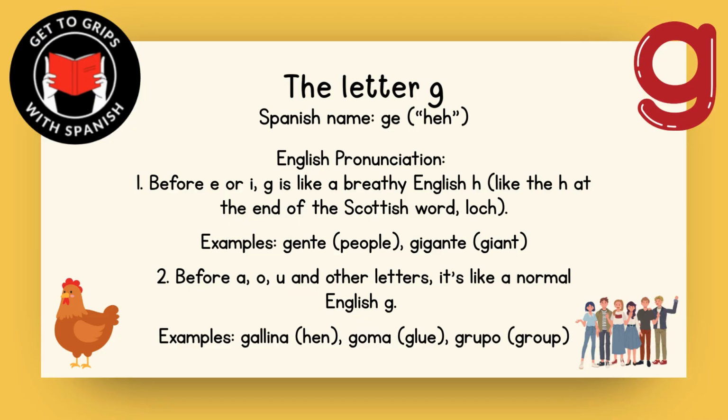The letter G is called G in Spanish. There are two types of English pronunciation. So before E or I, G is like a breathy English H, like the sound at the end of the Scottish word loch, like a ch. Examples are gente, meaning people, and gigante, meaning giant. Before A, O, U, and other letters, it's like a normal English G. So for example, gallina means hen, goma means glue, and grupo means group.